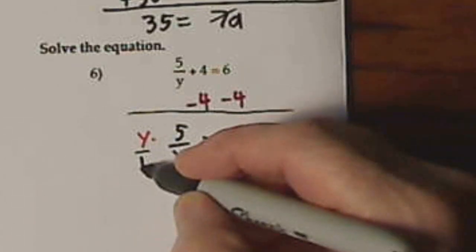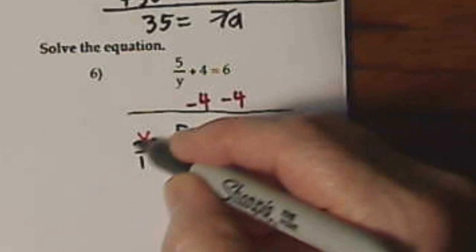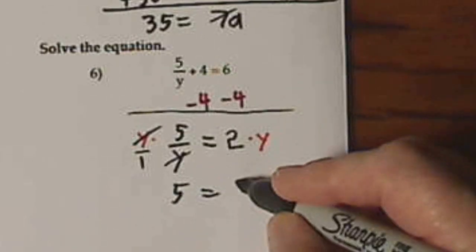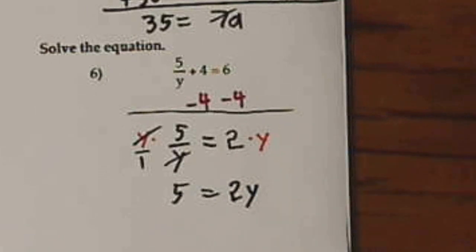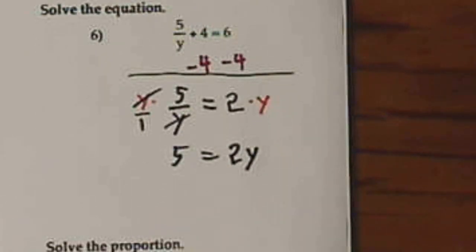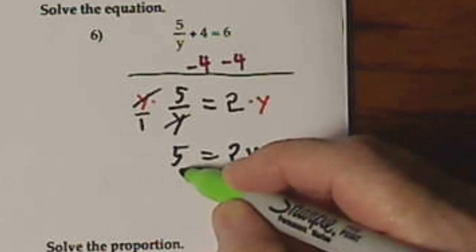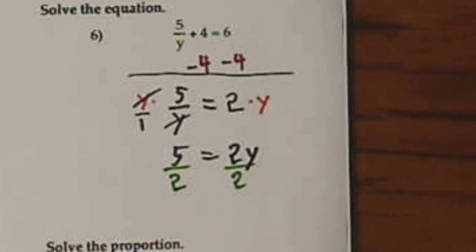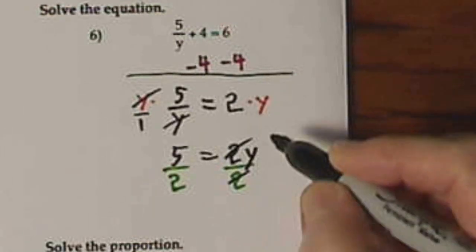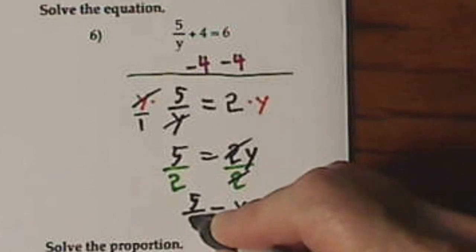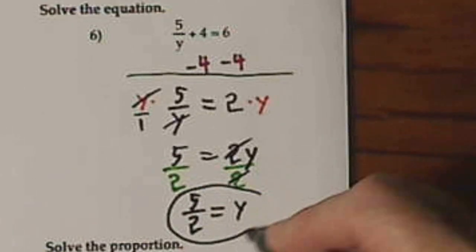This is really like y over 1. So y cancels y, and I've got 5 equals 2y. And one step to get y by itself. Divide by 2. Divide by 2. 2 goes into 2 once, and you have y equals 5/2.